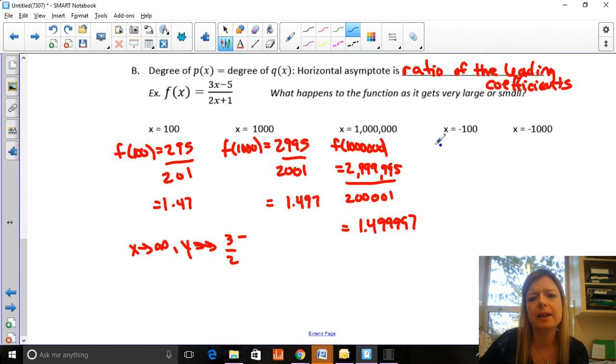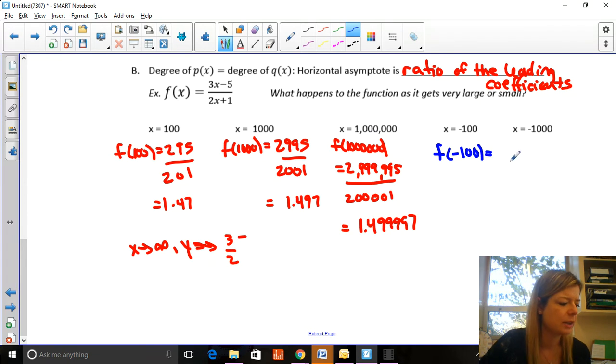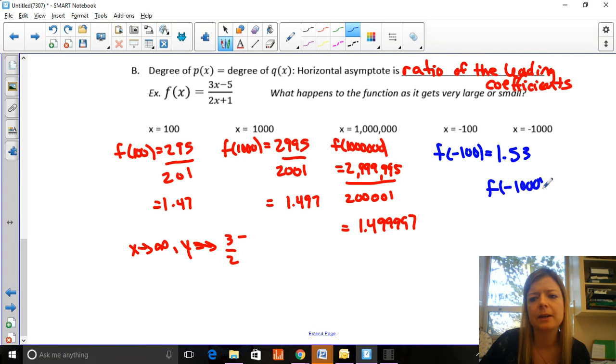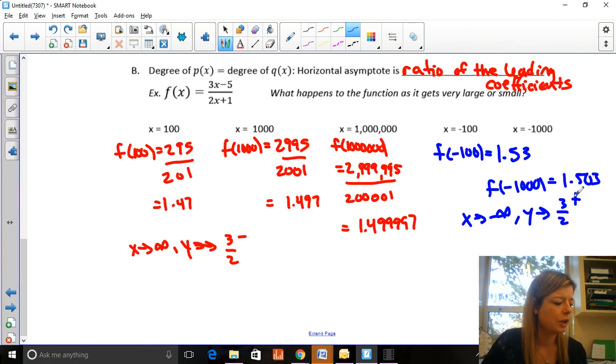Same thing if we go really negative. You can just test one of these. You get 1.53, and then f of negative 1,000 is 1.503. So as x approaches negative infinity, y is approaching 3/2, but from above 1.5. So you put the plus there.